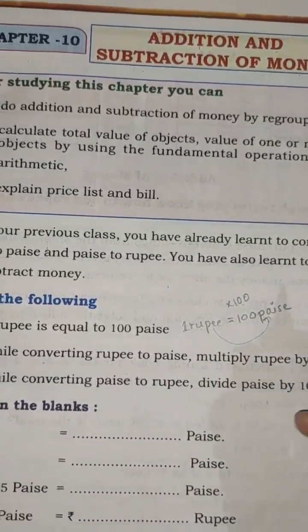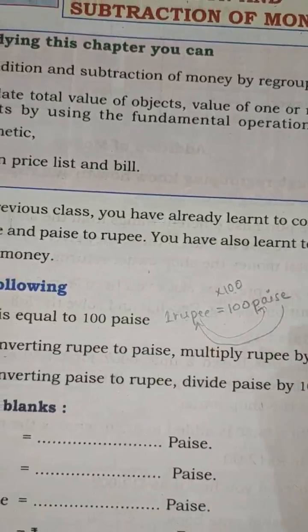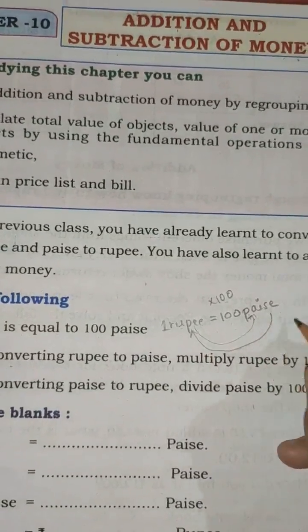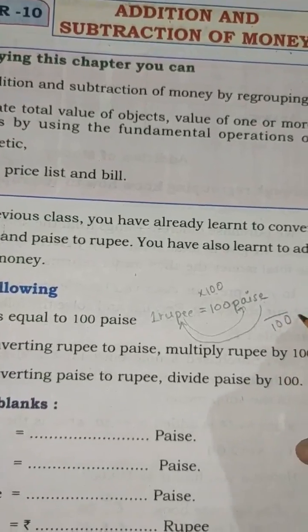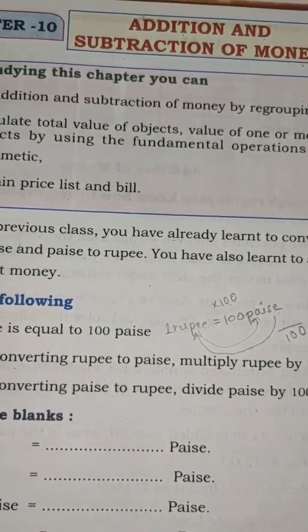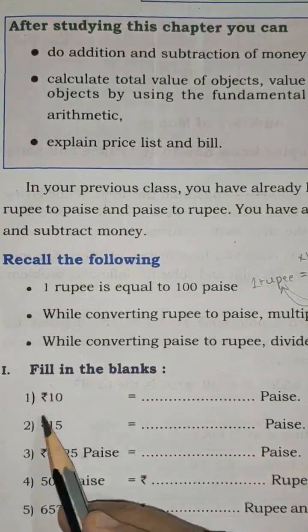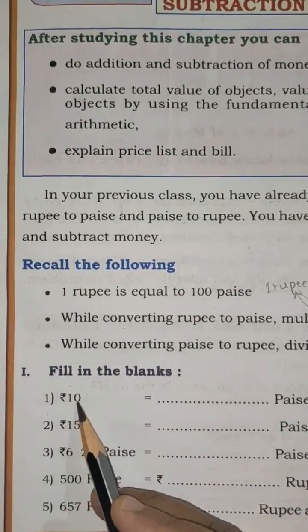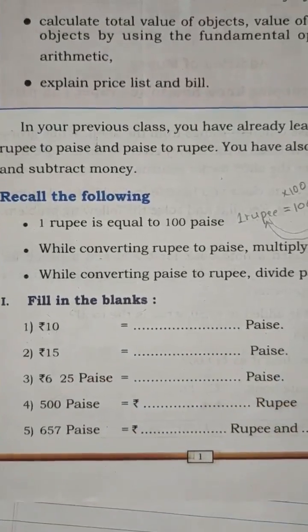So while converting paise into rupee, what do we have to do? Yes, we have to divide the paise by 100. Isn't it? Do you remember? Okay. So children, here it is. Fill in the blanks. First one, rupees 10. Yes, rupees 10 is equal to dash paise.